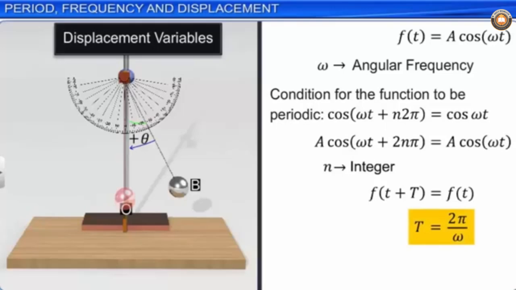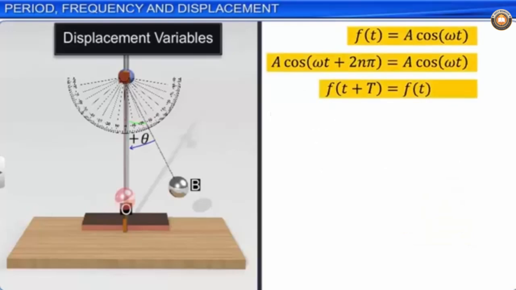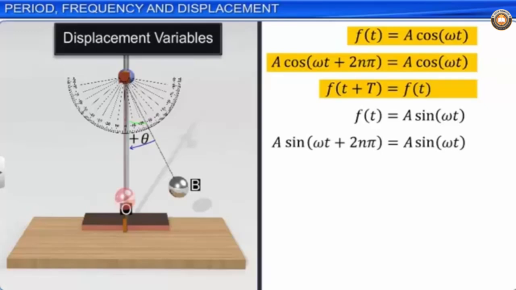The function f(t) = A sin ωt is also a periodic function, which implies that A sin(ωt + 2nπ) is equal to A sin ωt. A linear combination of two periodic functions is also periodic. For example, a periodic function can also be of the form f(t) = A sin ωt + B cos ωt, where A and B are constants.